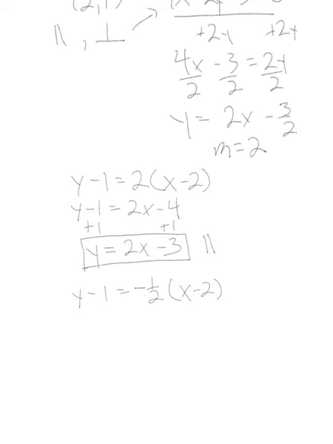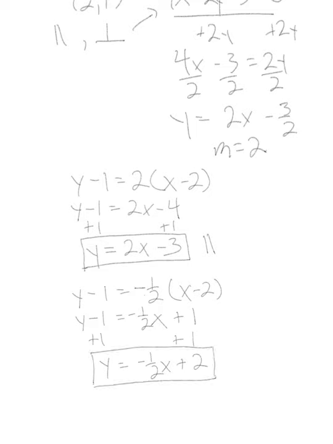We're going to distribute and move everything to one side. So y minus 1 equals negative 1/2 x plus 1. Add 1 to both sides. So y equals negative 1/2 x plus 2. And this is our perpendicular equivalent.